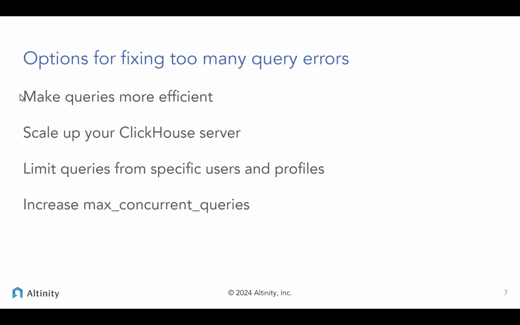First of all, when people see this, their immediate response is, hey, I've got to fix this. There are a number of options for fixing a too many queries error, and here are four of them, probably the most common ones. They range from making your queries more efficient all the way to increasing a limit called max concurrent queries. That's the limit we're exceeding when we get that error message. So which of these should you use? Well, if you talk to your manager, he or she will probably say, just raise that limit so that we can process more queries.